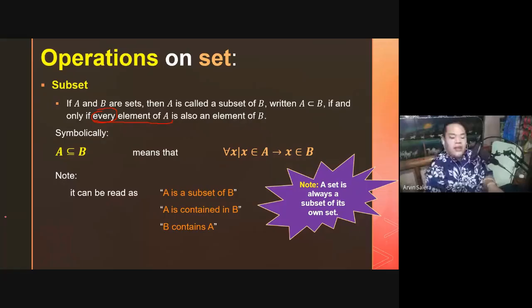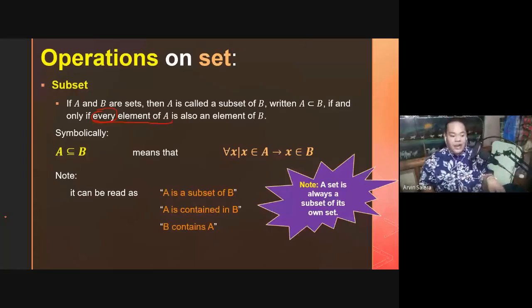Diba, kaya nisaysay man ta, nga tanan nga naa ni A, naa ni B. Then therefore, A is a subset of B. So probably si B mas dako kaysa kang A. Diba? For example, A is 1, 2, 3, 4. Si B kay 1, 2, 3, 4, 5. Si 1, 2, 3, 4, naa sad kang B. Okay, 1, 2, 3, 4, 5 man kang B. Pero di sila pareha.